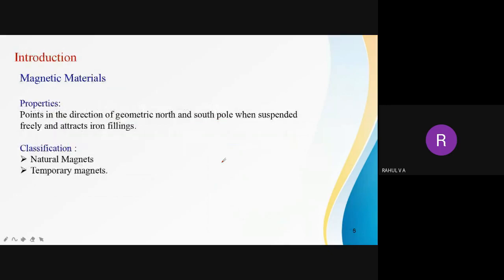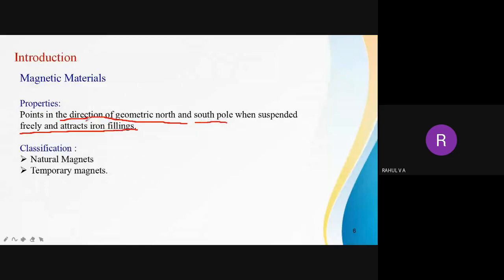And what are magnetic materials? What is a magnetic material actually? As I said earlier, only through magnetic material will the flux lines or lines of force travel from North Pole to South Pole. So what is this magnetic material? Magnetic materials are those materials which point in the direction of the geometrical north and south pole when suspended freely and attract iron filings.